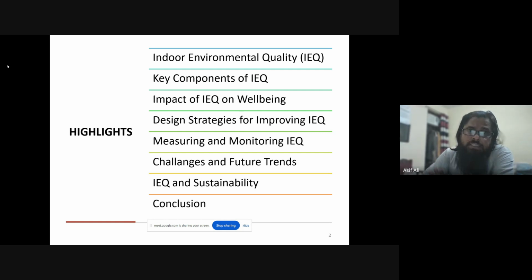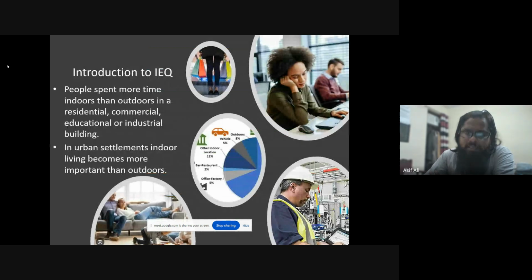And what are the strategies, very general strategies, that a common person can understand? Not necessarily that you should be an architect or an engineer. Many things we can do on our own, and we can make our building live and healthy too. And how can we measure them? How can we monitor the indoor environmental quality? And what challenges do we have today and in the future? And how is indoor environmental quality related to sustainability? So these are all the points we are going to discuss in the light of indoor environment quality.